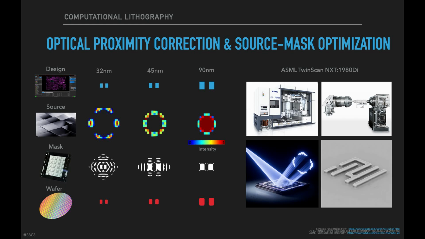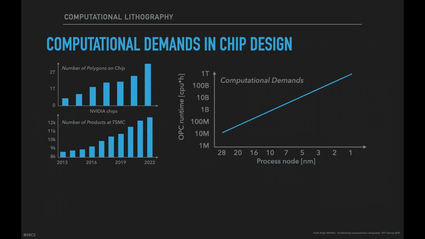But as you can imagine, this means you need to have a lot of computation in order to get all these shapes in the right form. One example here, that's from a talk from NVIDIA, they have now, we're well in the trillions of polygons that are included in each of their chips. And just at TSMC, we have like 10,000, or way above 10,000 chips that are produced every year. And the computational demands just for this optical proximity correction are now in the billions or hundreds of billions of CPU hours, or if you want to count that in 15 megawatt data centers, we are now at like 10 to 100.